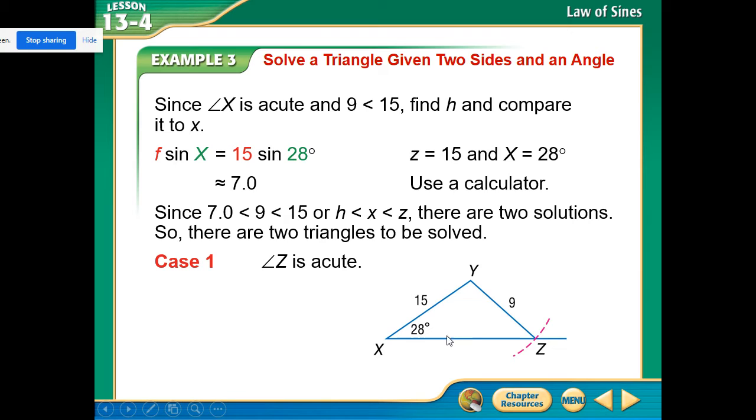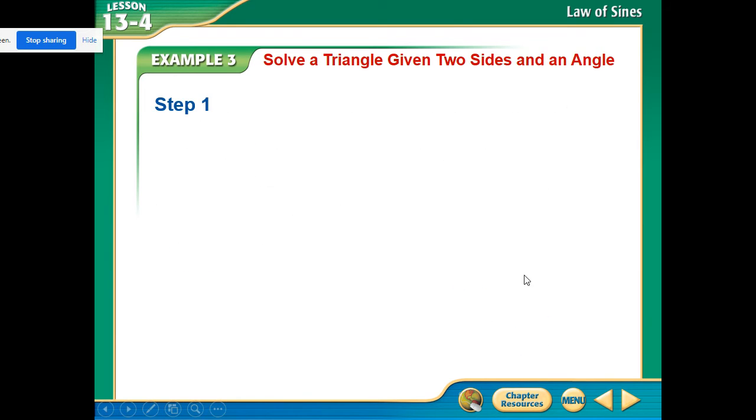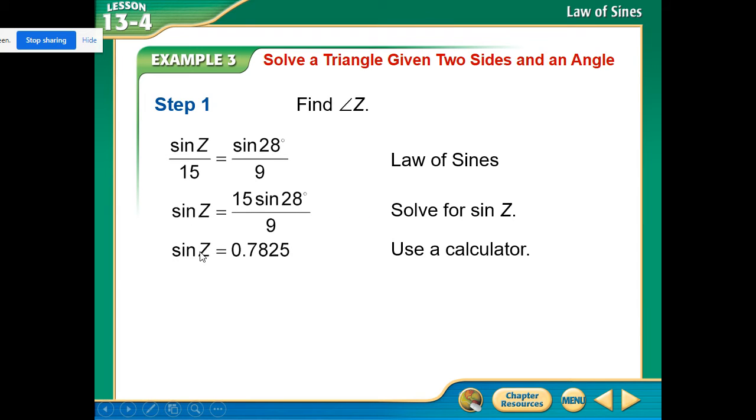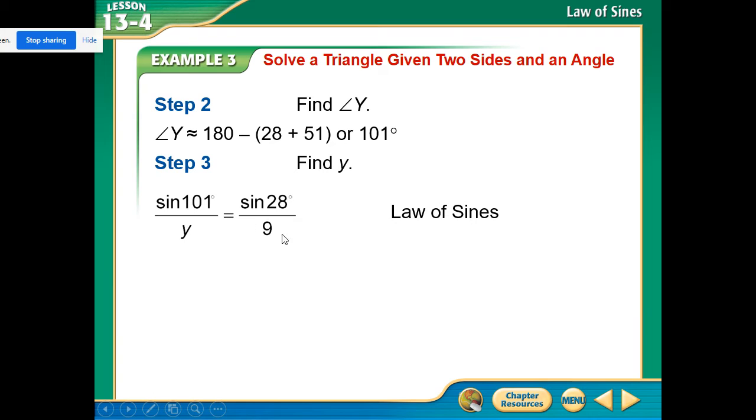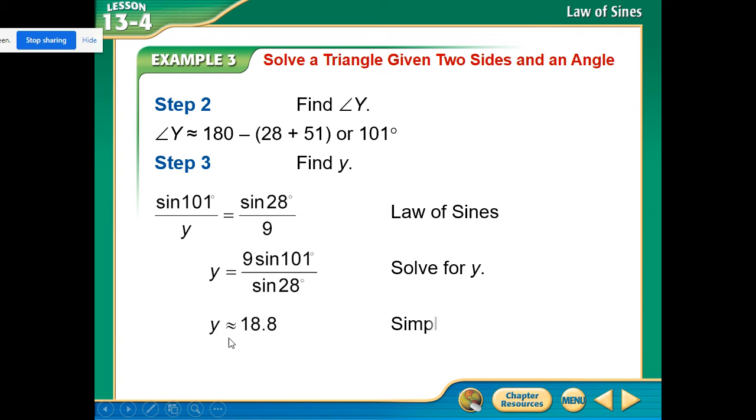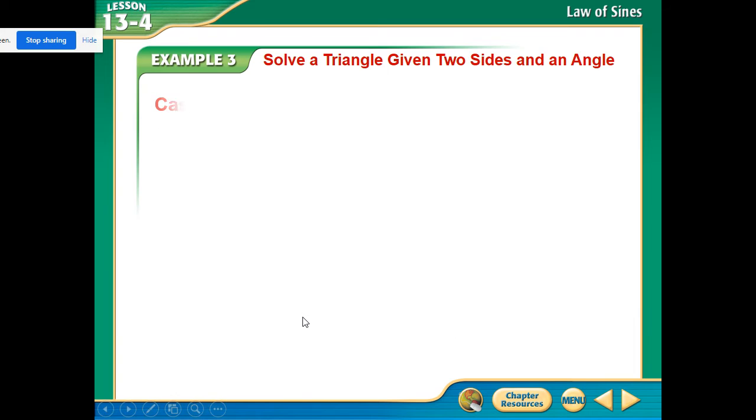Well, how do we do that? Well, we're going to do the first one just like we've done it before. So we're going to go ahead and set up the sine thing, and then do the second sine here to get 51. Now that 51 is going to be important. We're going to use that to find the other triangle in just a minute. So let's go ahead and finish this first triangle. So you do this, and we got 101, cross multiply, and y equals 18. So there's our first triangle.